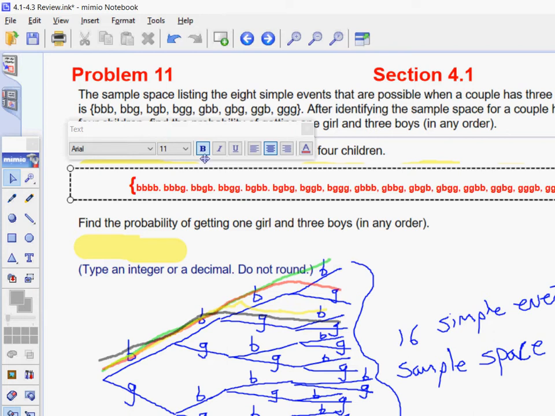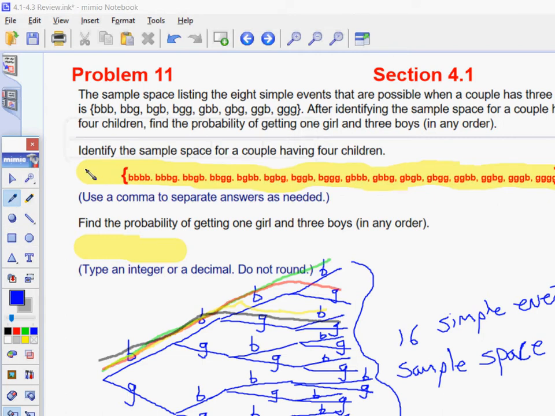Okay, so the second question is: find the probability of getting 1 girl and 3 boys in any order. Oh, we're already at 20 minutes on this video, 21 minutes. I guess it's going to be a little bit longer. That's all right. Okay. Find the probability of getting 1 girl and 3 boys in any order.